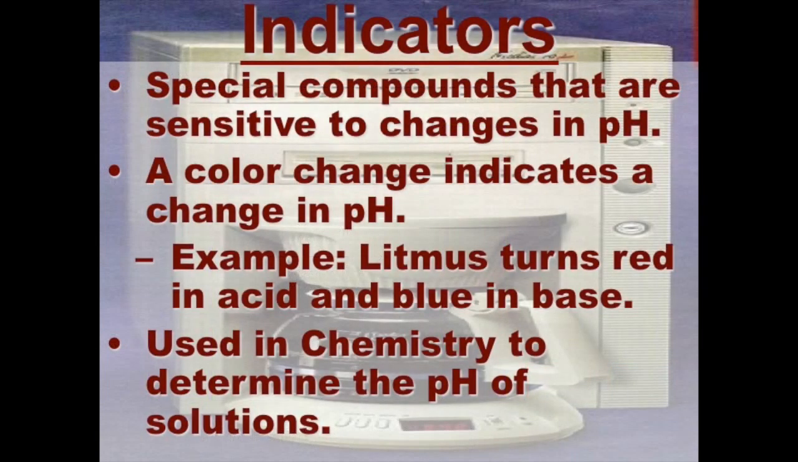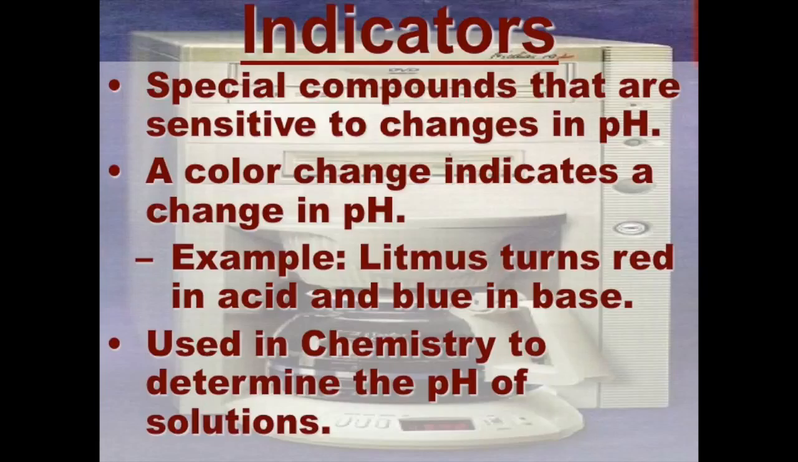All right, and then we end with indicators. Indicators we've talked about, we kind of played with those a little bit in our class, and we'll do more hopefully later on. But these are special compounds that are sensitive to changes in pH. And some are very specific. Some are just for acids, and some are just for bases, where others can test the pH scale for a very large range.